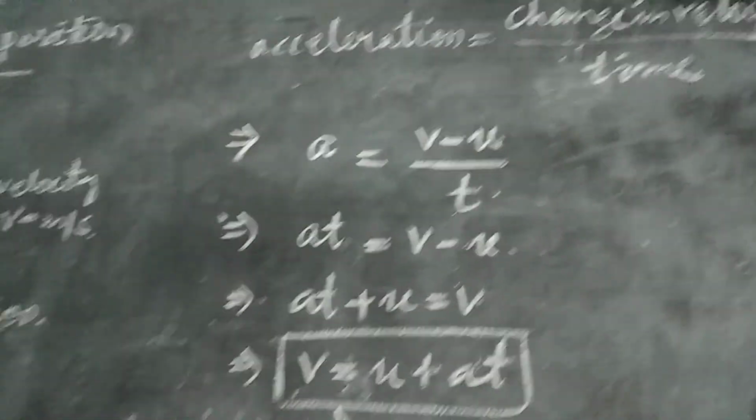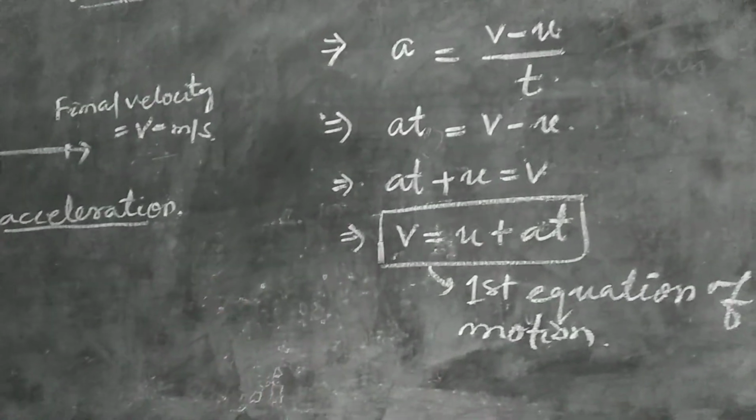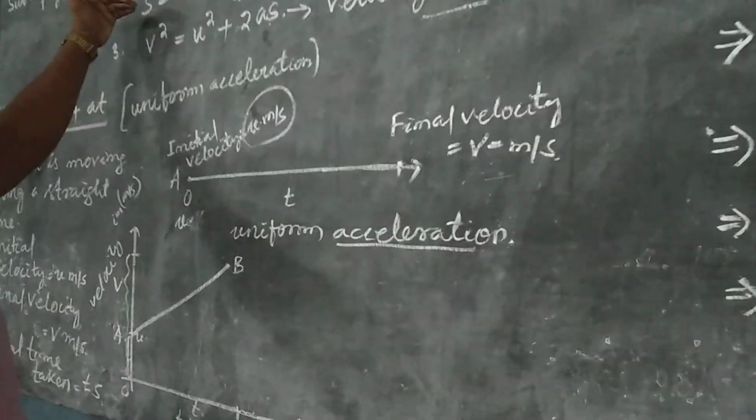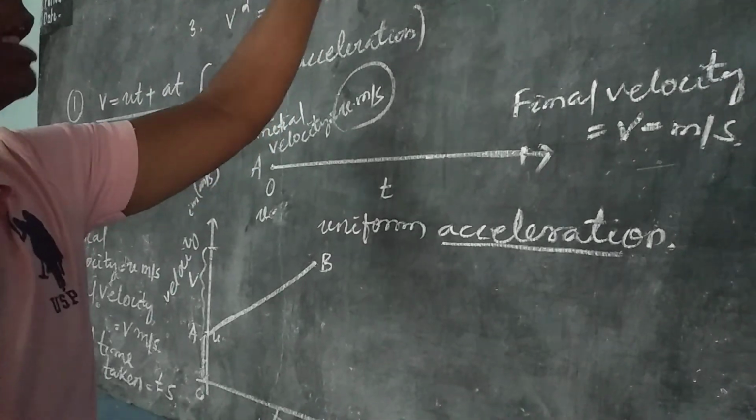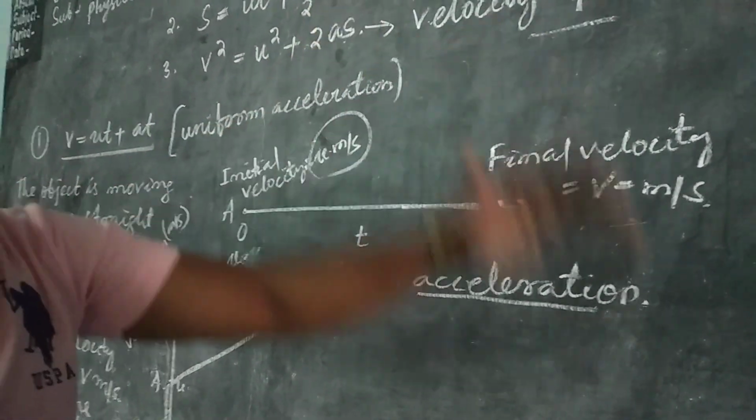Clear this one? Next we have to derive the second, that is s equals ut plus half at squared. That is also known as the position-time equation of motion.